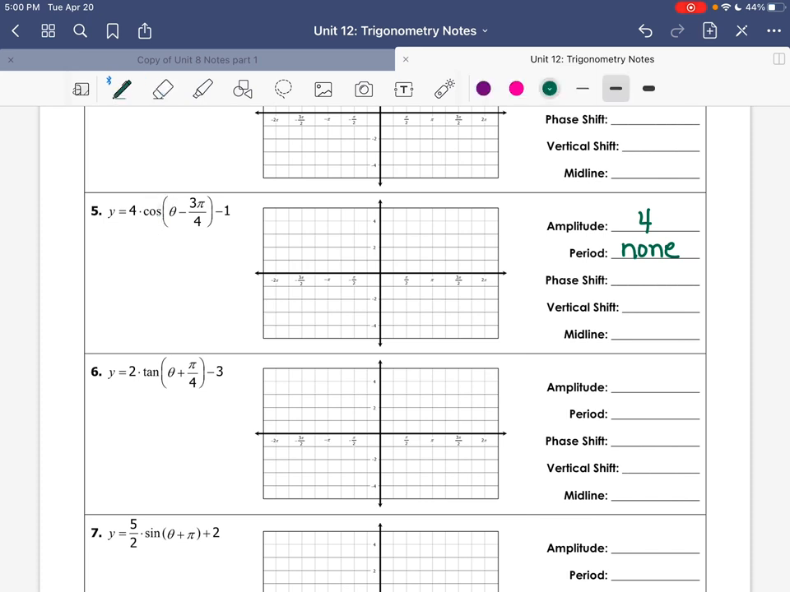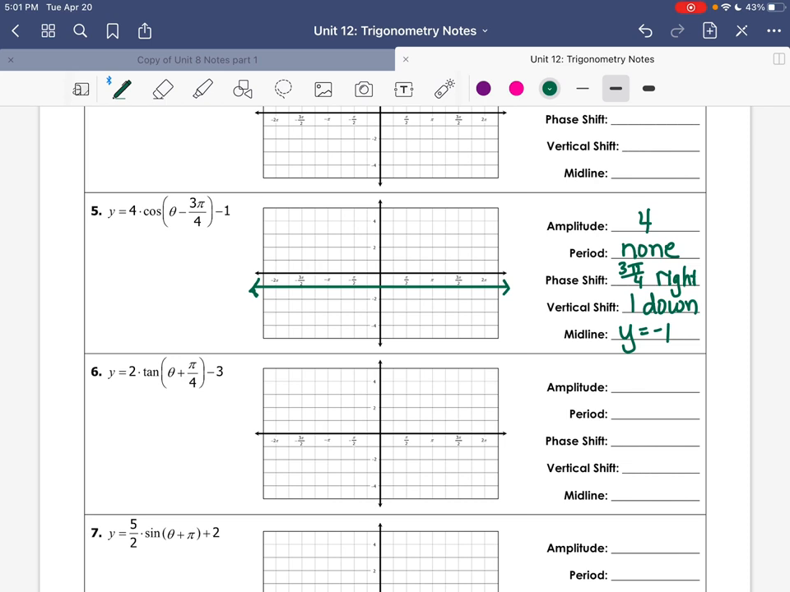Then the phase shift is going to be 3 pi over 4 to the right because this is a minus 3 pi over 4. And then the vertical shift is going to be 1 down. So that means that our new midline is y equals -1. Okay, so I'm going to draw that in first. So that means that I need to use this as my midline. That's terrible. Not the axis, not the x-axis. Okay, so that's first thing.